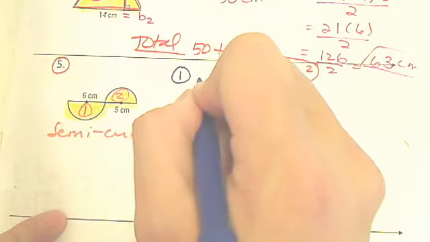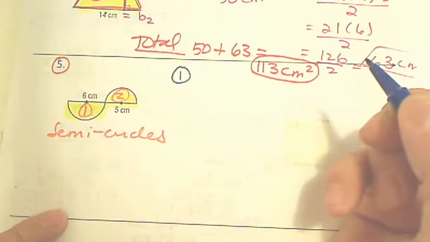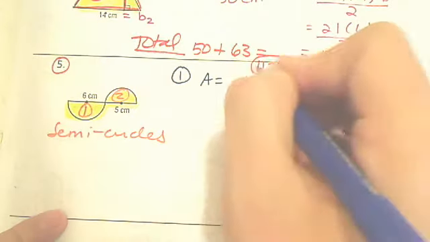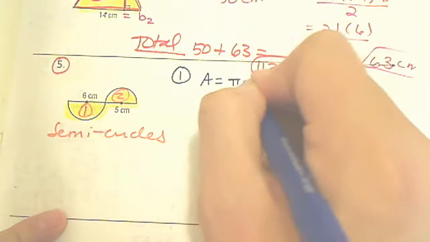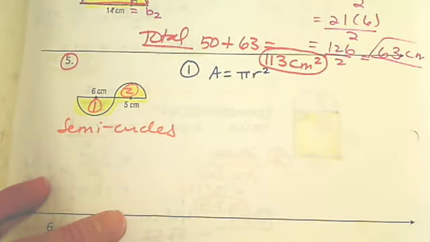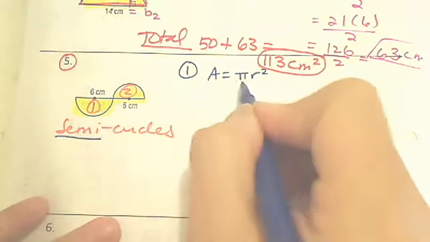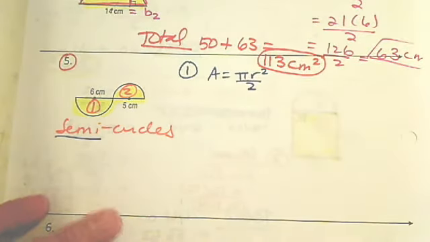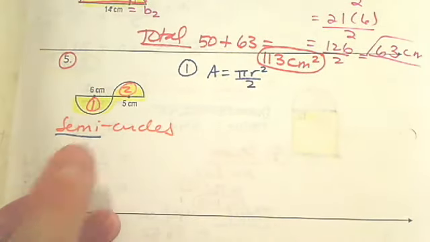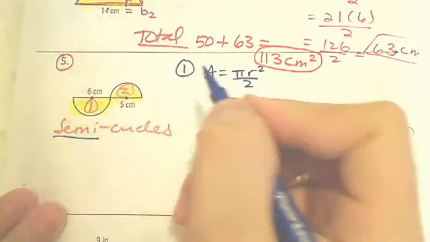So again, area of a circle. Area equals pi r squared. The trick to it: because it's a semicircle, we're going to divide by 2. The hardest part for circles, every time, students, you need to make sure you label D and R. The diameter and the radius will make a difference.